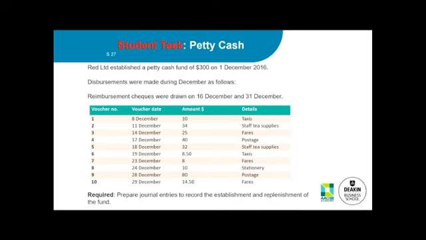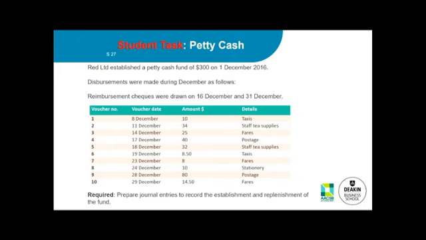So here is an example. Red Limited established a petty cash fund of $300 on 1st of December. The disbursements were made during December as follows. And then reimbursement checks were drawn on the 16th of December and the 31st of December to replenish the petty cash account. So we need to prepare journal entries to record the establishment and replenishment of the funds in the petty cash account. So in here we have a bunch of expenses for the month of December.